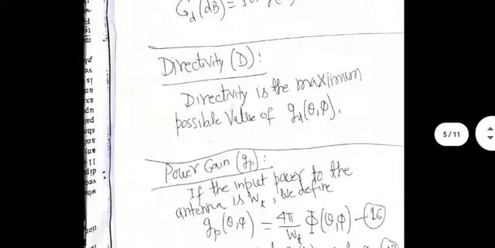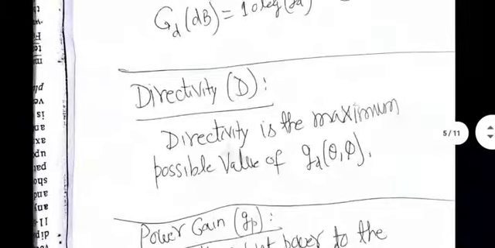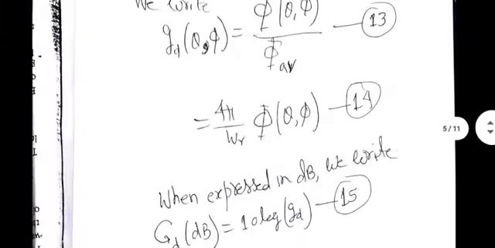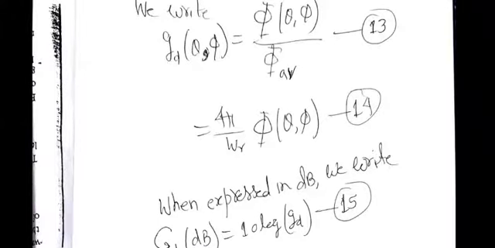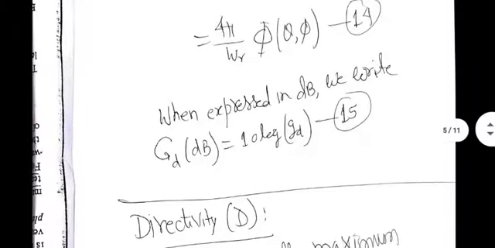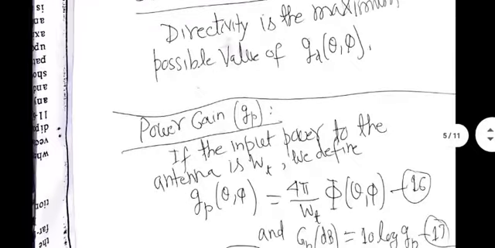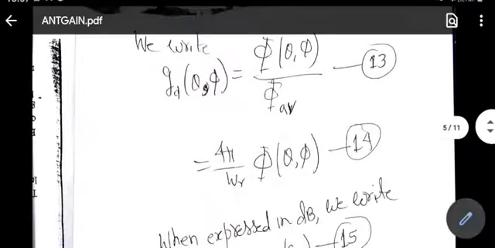Now, another related performance parameter is directivity, which is nothing but the maximum value of GD in whatever direction it happens. Directivity is the maximum value of directive gain. And power gain is another interesting definition where, in equation 14, instead of WR, we use input power.